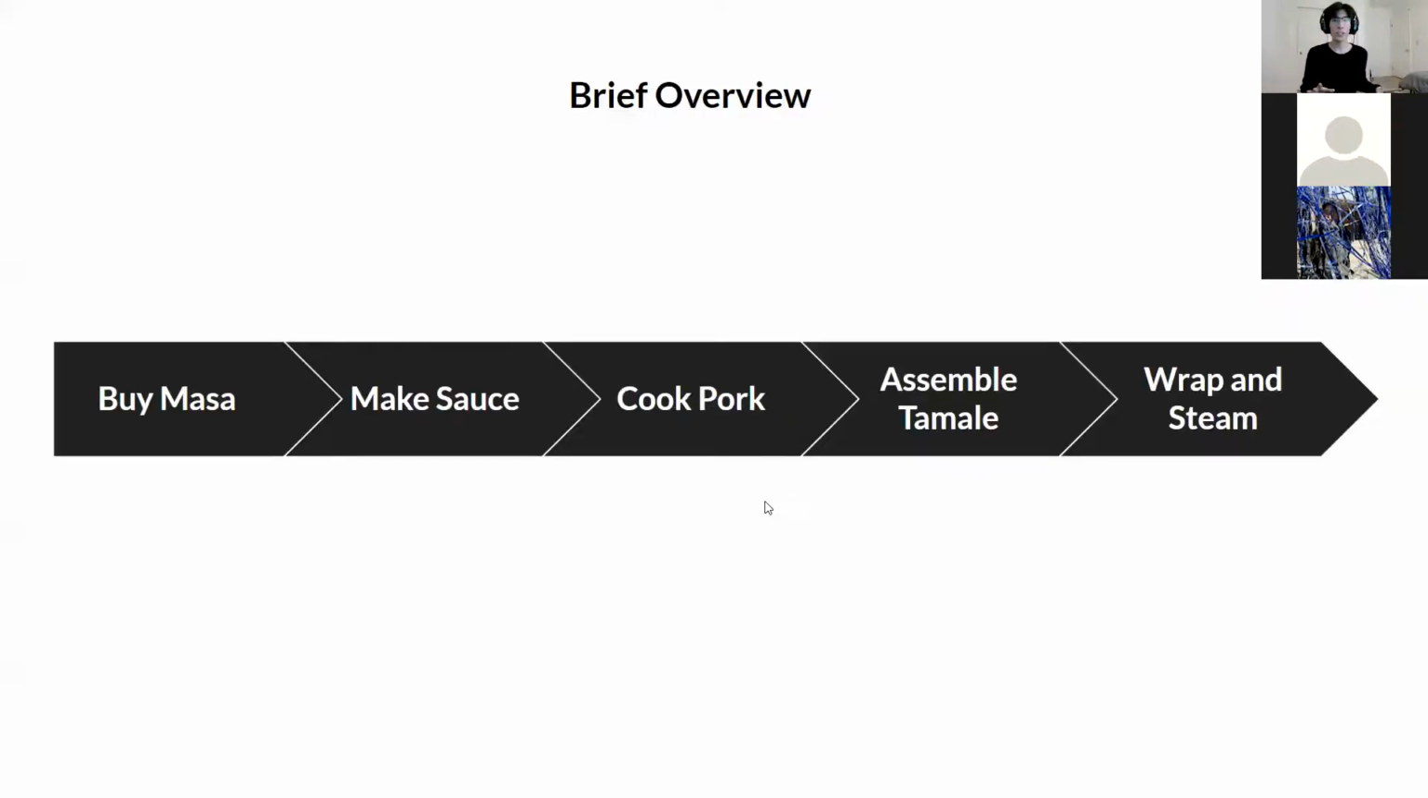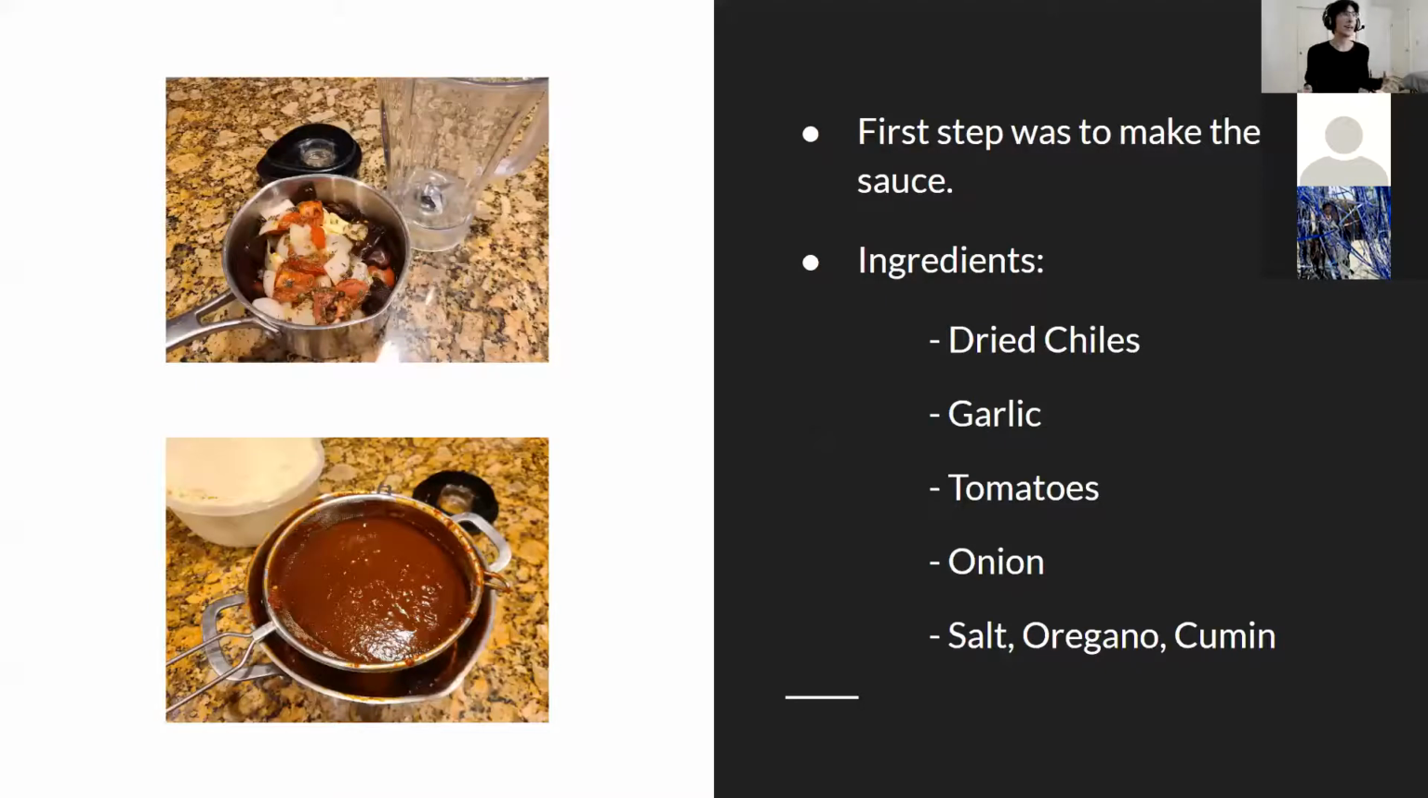Here's a brief overview of the process for tamale making. We buy our masa pre-made just for convenience, and so we don't have to go through those 100 steps. So that just leaves me to make the sauce, cook the pork, assemble the tamale, and then wrap it and put it to steam. Now, the first step was to make the sauce, and all I did was got my ingredients and I blended it up, as you see here, my sauce.